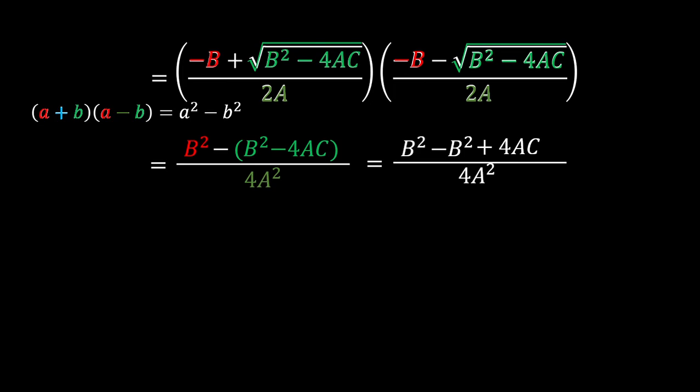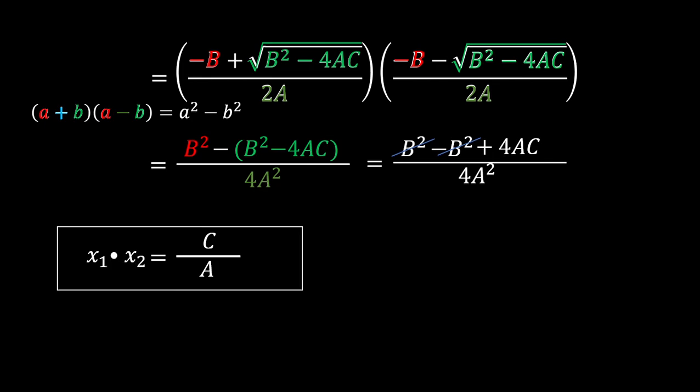And then, ang b squared makakancel. So ang matitira is 4ac all over 4a squared. So makakancel yung 4a, hindi yung 4a squared. Matitirahan ng a sa baba. So that will become c over a. And this is now the product of roots. So we just derived another formula for finding the product of roots.